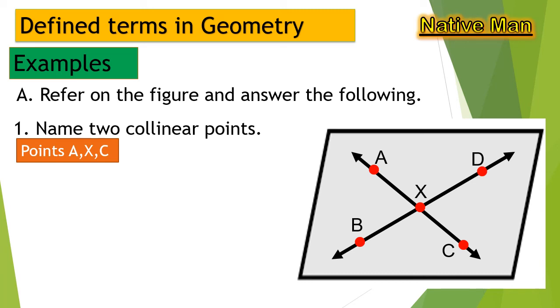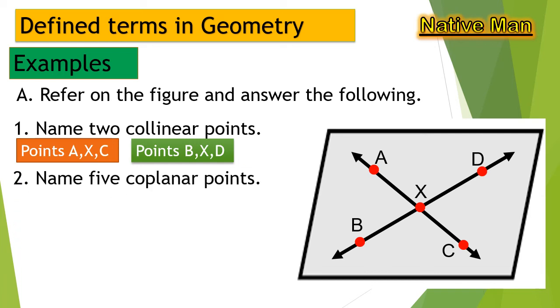Another set of collinear points is points B, X, D. If you notice, B, X, D are on one line, which means collinear. Number 2, name 5 coplanar points. What does coplanar points mean? It means they are on the same plane. So, the 5 coplanar points are points A, B, C, D, and X. All the points inside the plane are called coplanar points.